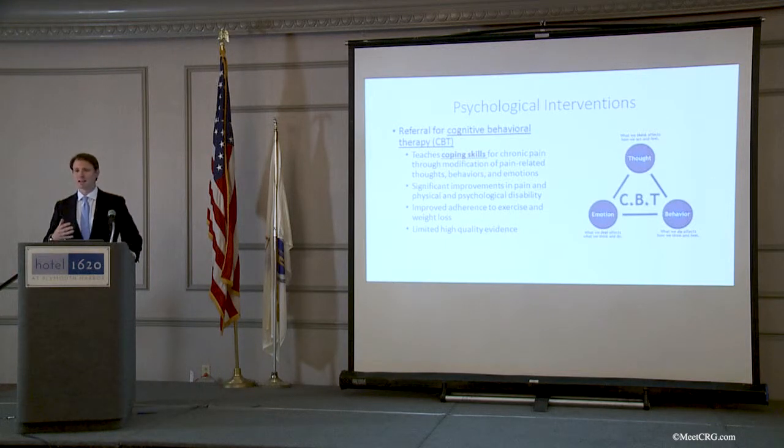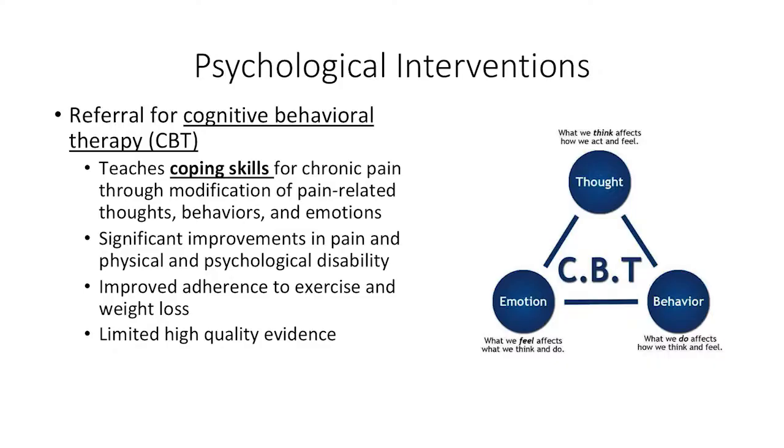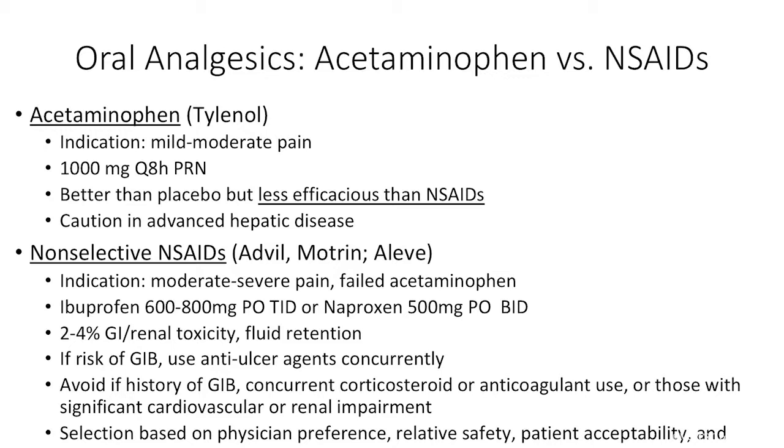Another option is more of a psychological intervention. It's something for somebody that has pain throughout their whole body and multiple joints, and it's really developing coping skills around this painful stimuli which the arthritis causes. There has been some new research into this, but that is still limited. So the next step would be considering oral analgesics.